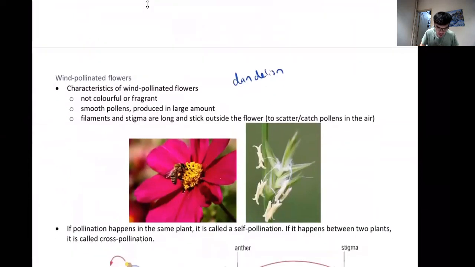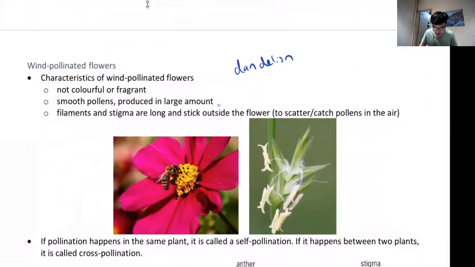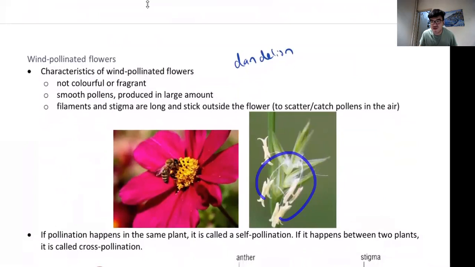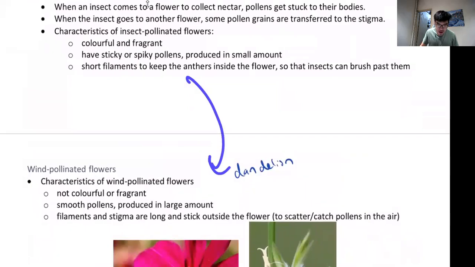Okay, so anyway, let's look at wind pollinated flowers. Wind pollinated flower is when you use wind to pollinate your flower, as the name says. They are the complete opposite of your characteristics.